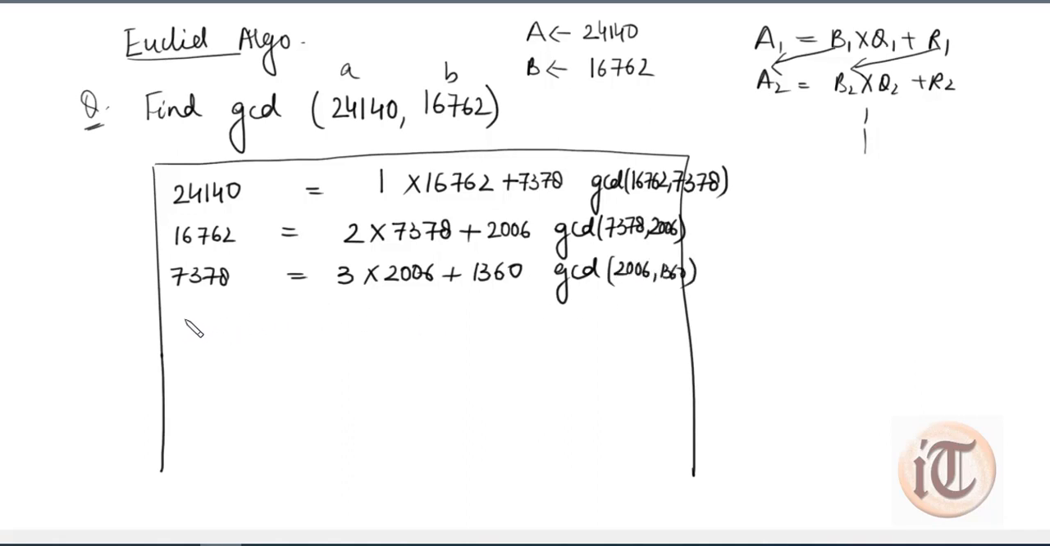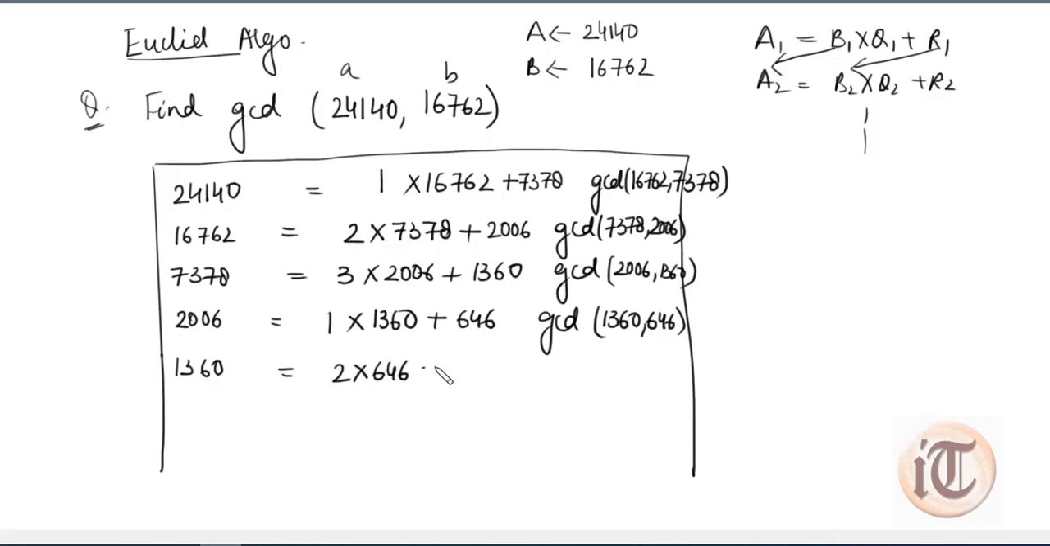In the next step it becomes 2006. If I multiply 1 with 1360, then I get a remainder of 646. So this is the divisor, this is the quotient, this is the remainder. This becomes GCD of 1360 and 646. Now in the next step I have to solve for 1360. If I multiply 2 with 646, then the remainder will be 68. So the GCD becomes 646 and 68.